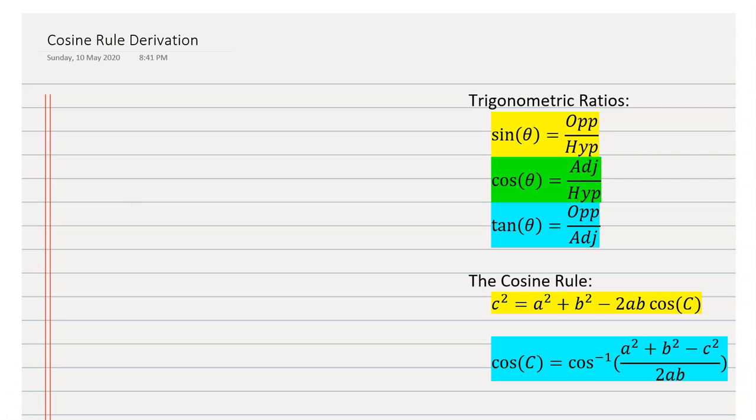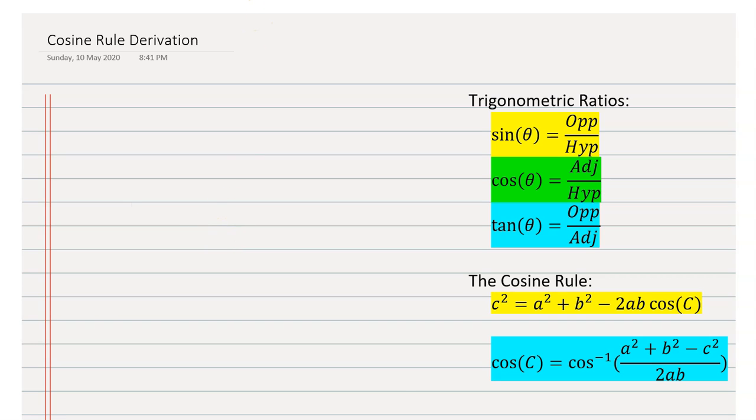Good afternoon. In this video, I'm going to show you the derivation of the sine rule. As you're already likely familiar with trigonometry, over on the right here, I've got the trigonometric identities that we use in right-angled triangles. And down below, I've got the formulae for the cosine rule, being a method in which we can analyze non-right-angled triangles.